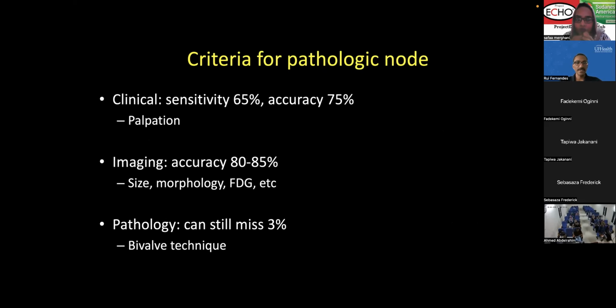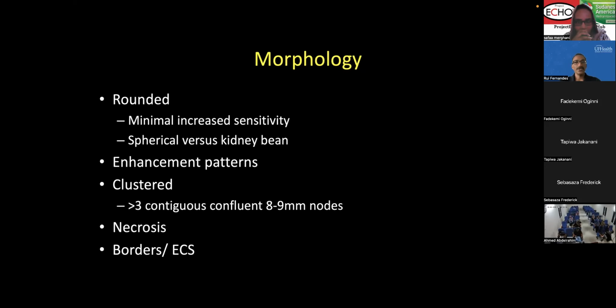It's important to keep in mind that even after pathologic examination, you may miss an overall 3% of disease. So what constitutes a node that may be concerning, other than those things that we talked about? If you see a rounded shape, if you see the enhancement patterns, if you see clustering of more than 3 contiguous nodes, confluent at about 8 to 9 millimeters, if you see necrosis, if the borders are effaced or it's consistent with extracapsular spread, all of those things become important in how we decide how to proceed.